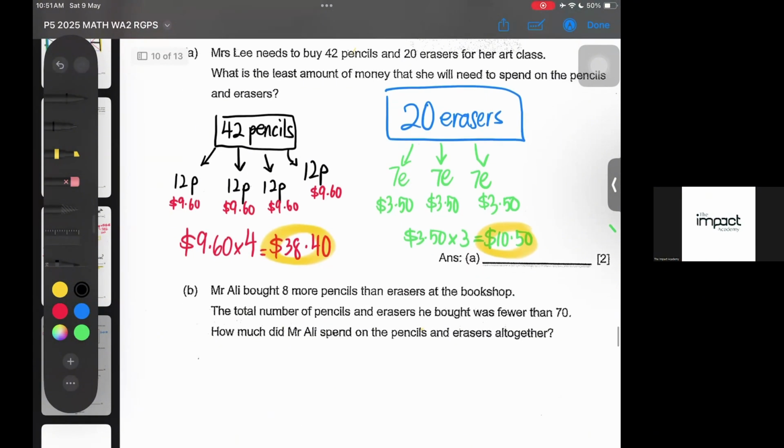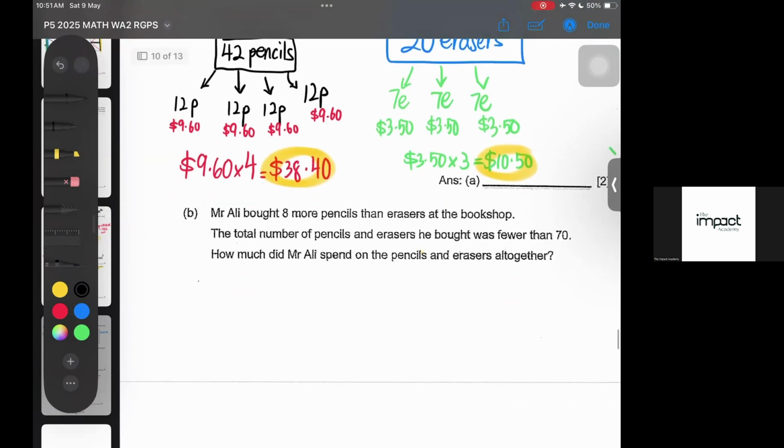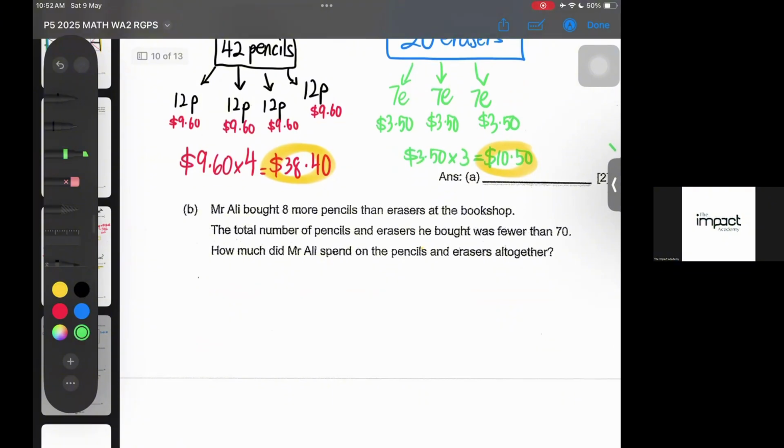However, Mr. Ali is not a guy who likes to share a lot. In fact, he is not a guy that likes to share a lot. Very selfish. He only shared one thing. He only said this: I bought 8 more pencils than erasers.